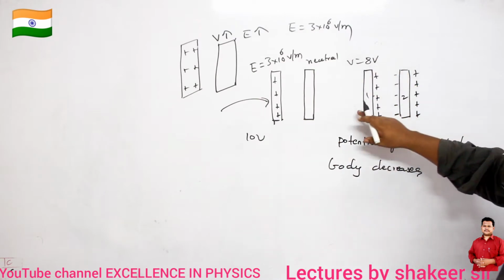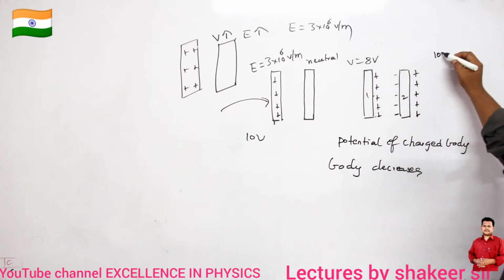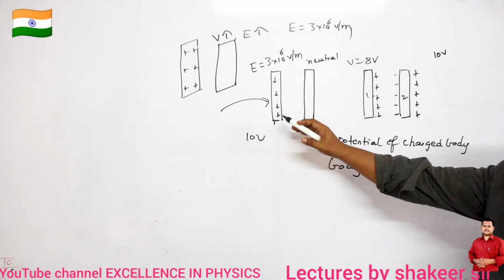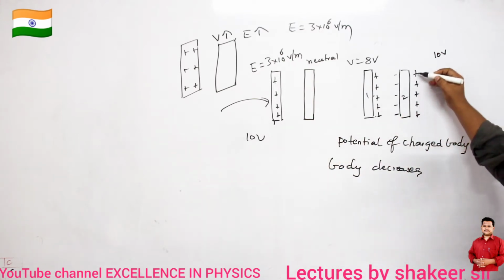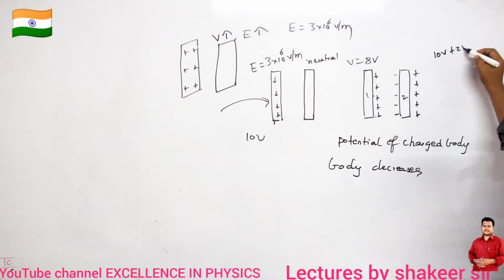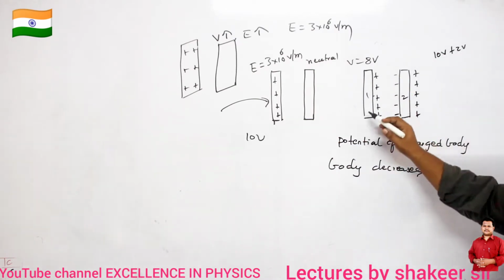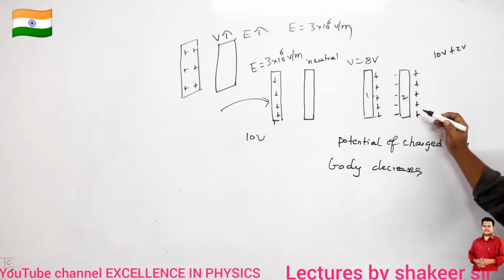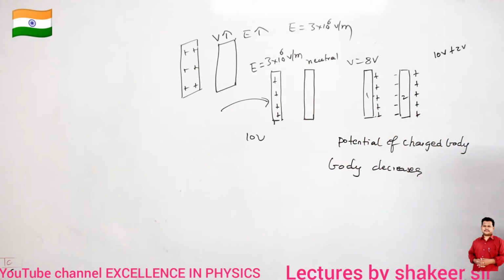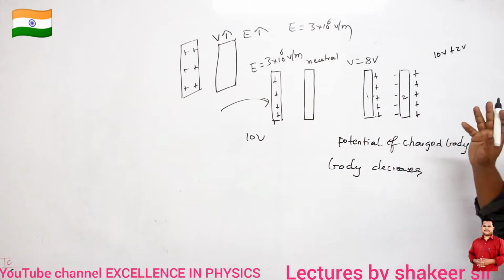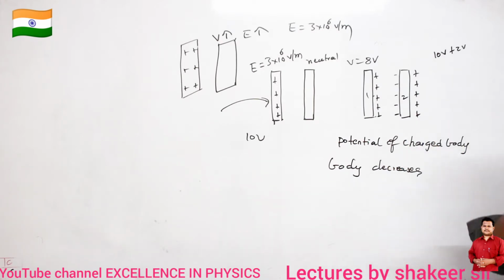So the previous potential of this body was how much? Previous potential was 10 volts. Now because of these positive charges, additionally plus 2 will be added on this plate. Because of these positive charges, potential will increase, no? All of you, are you following? Students, all of you, are you following?